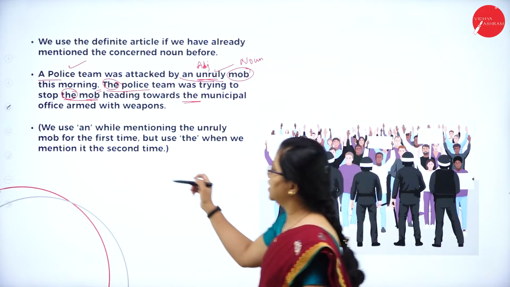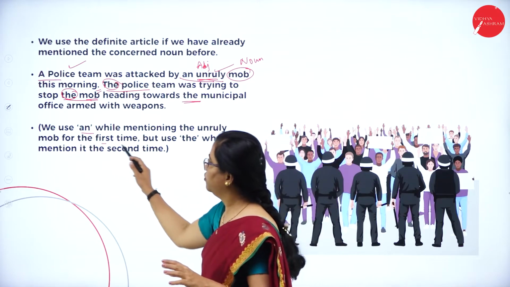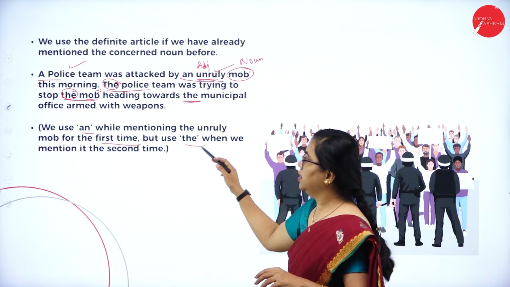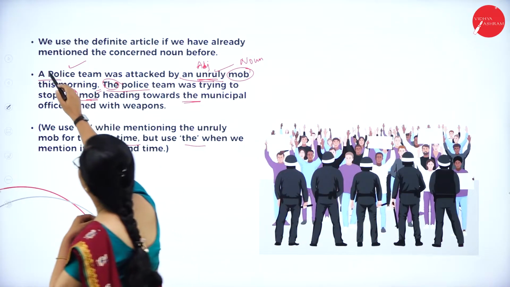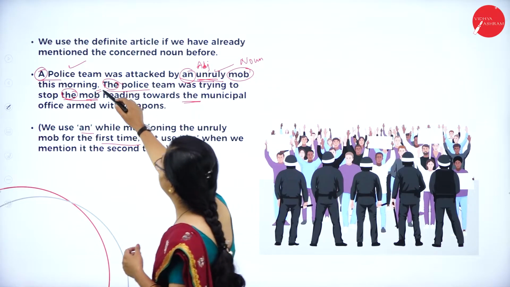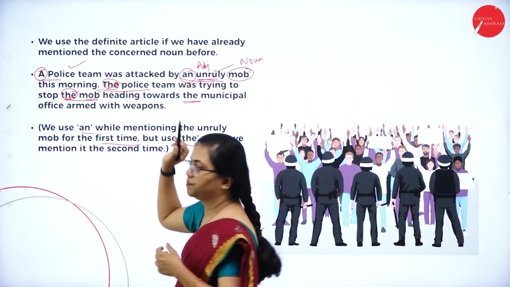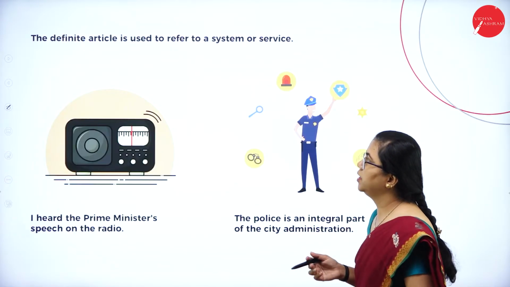So we use "an" while mentioning the unruly mob for the first time, but use "the" when we are mentioning it the second time. So in the first sentence you can see it was not a definite article. Here also it was not a definite article, but in the second place it is a definite article. So you should be careful about it. So let us go further now.